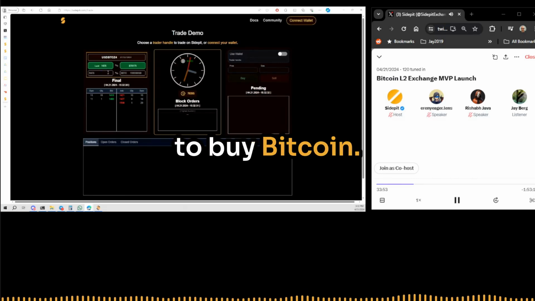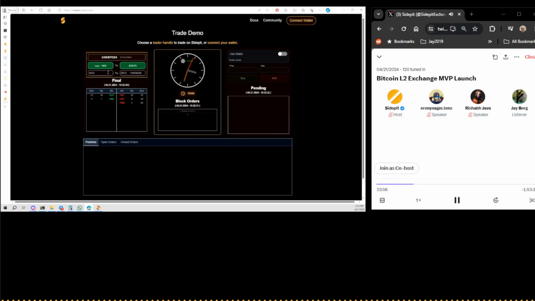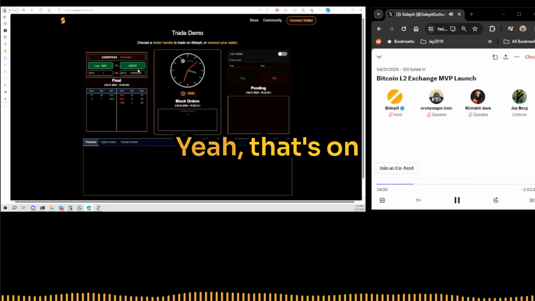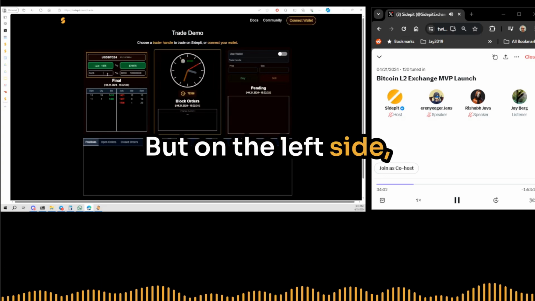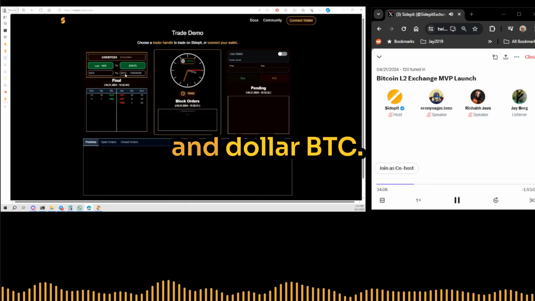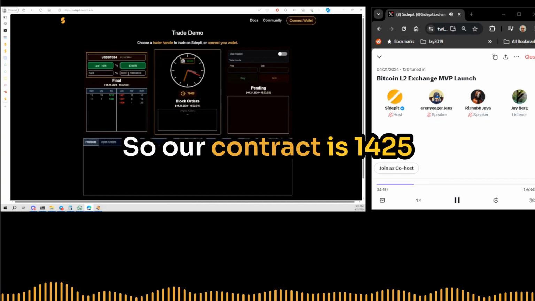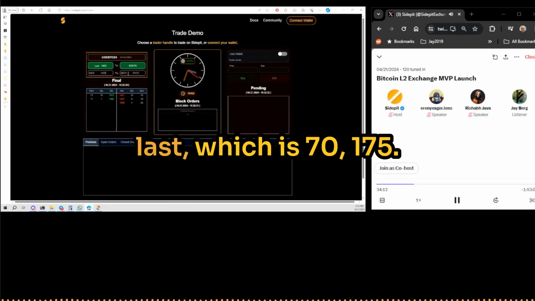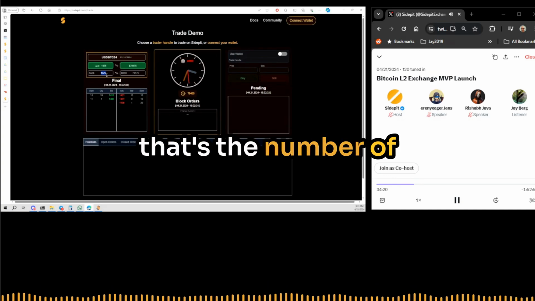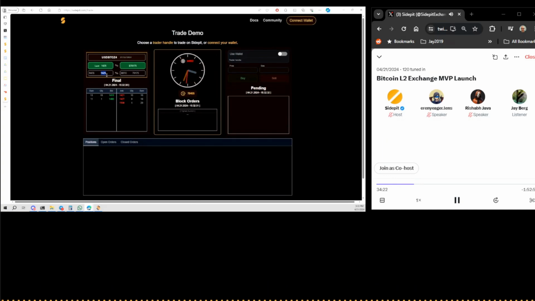So you want to buy Bitcoin. Exactly. I'm doing this on the right side of the screen, right? In the use wallet section. Yeah, that's on the right side. But on the left side, I'm doing the math. You see those SAT dollar and dollar BTC. So our contract is 1425 last, which is 70,175 last. What's 1425? That's the number of Satoshis per dollar.